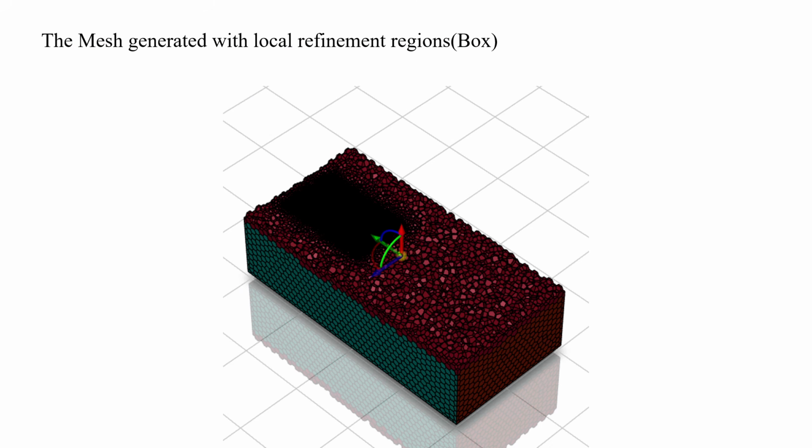This figure illustrates a mesh generated with local refinement regions using the box method. The visual highlights the software's capability to create a finer mesh in specified areas, enabling enhanced detail and accuracy in simulations. This approach targets crucial sections of the geometry, ensuring that complex features are captured with greater precision.